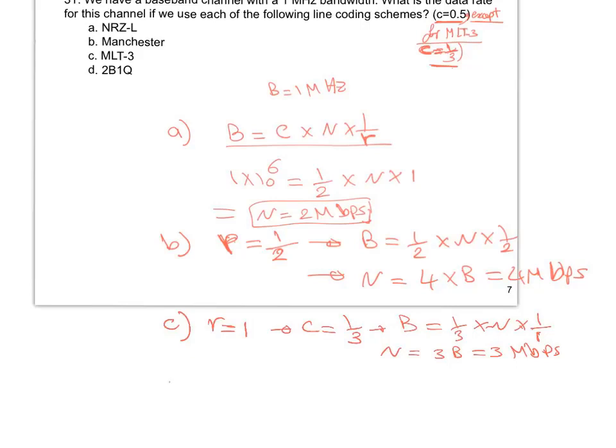For case D, the 2B1Q, R is equal to the number of bit elements divided by the number of signal elements, which leads to the bandwidth equals half times n times 1 over 2, so that makes n equal 4 megabits per second. Okay, so these are the 5 exercises for this chapter.